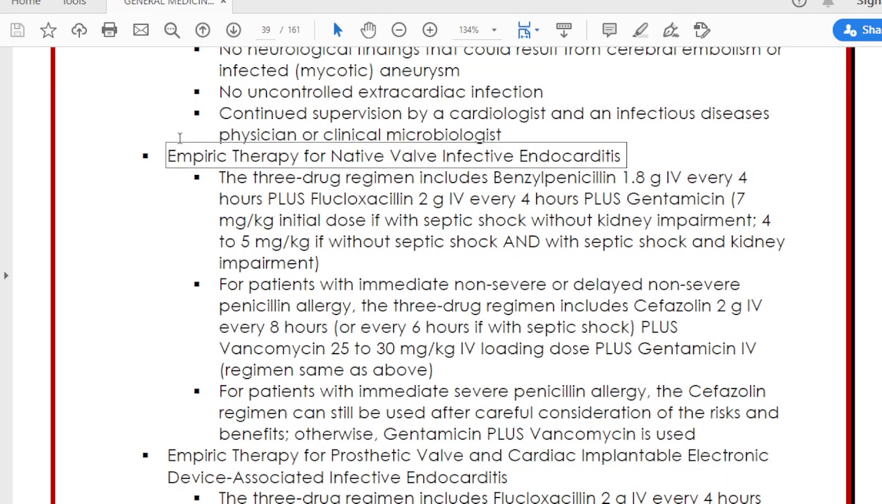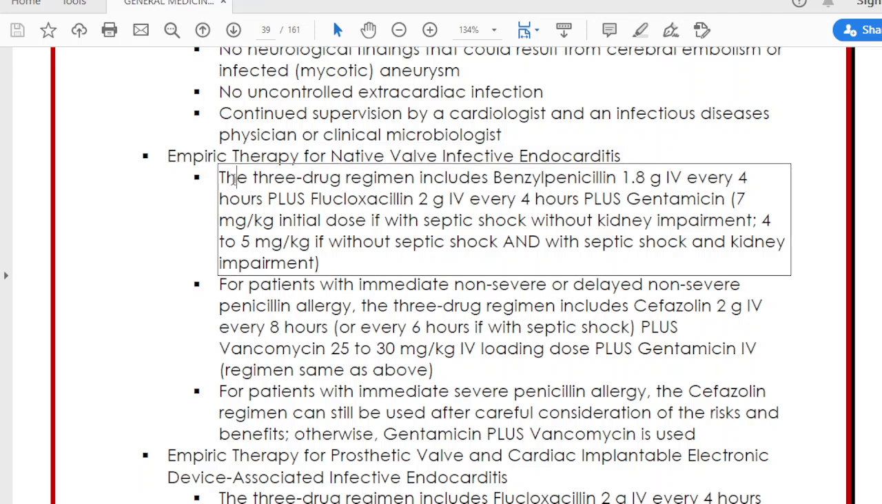Empiric therapy for native valve infective endocarditis. The 3-drug regimen includes benzylpenicillin 1.8 g every 4 hours plus flucloxacillin 2 g every 4 hours plus gentamicin, 7 mg per kilogram initial dose if with septic shock without kidney impairment, 4 to 5 mg per kilogram if without septic shock and with septic shock and kidney impairment.